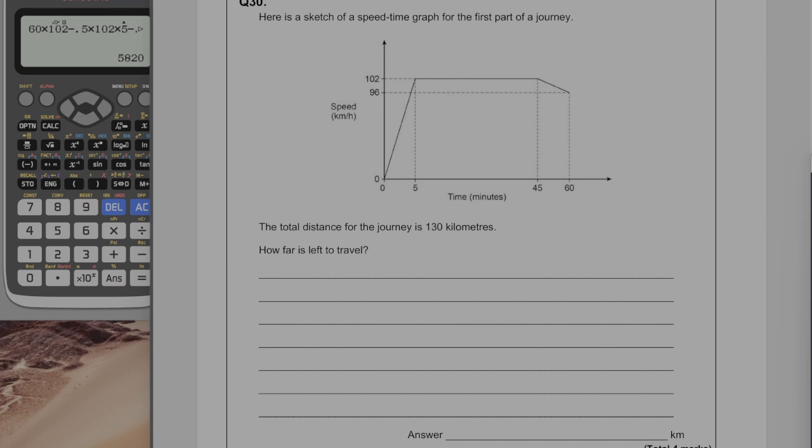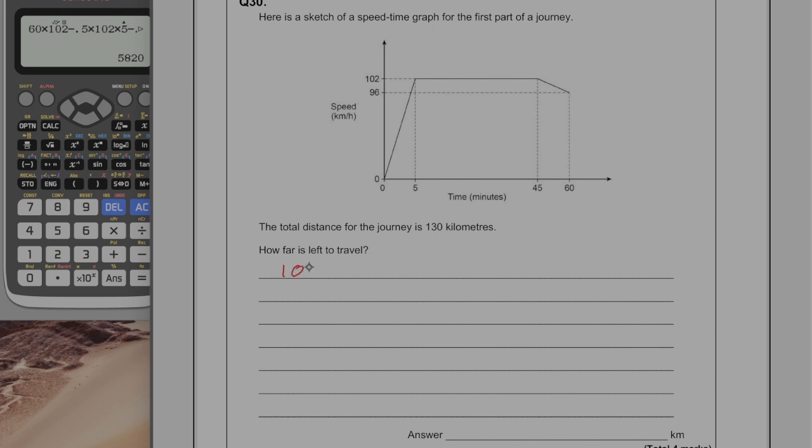So I'm going to work out the area of the whole thing. So I'm going to say that the area of the whole thing is going to be equal to 102 times by 60 minutes, which would be 1 hour. From that, I'm going to take away the area of these two triangles.